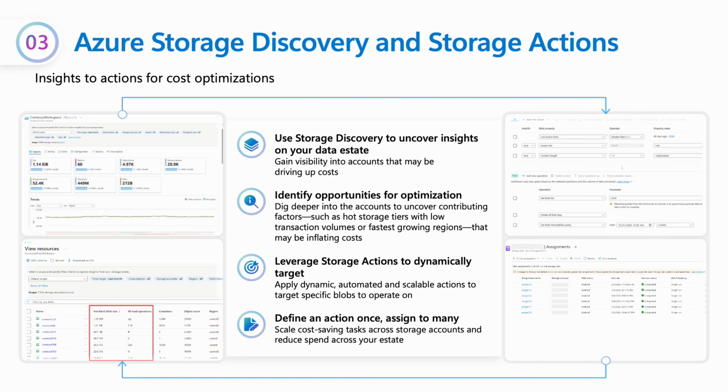Insights provided to you are based on a range of metrics, including storage capacity, data activity like transactions, ingress or egress, aggregated transaction errors, and other configuration pertaining to your storage account. After identifying optimization opportunities, you can now use Azure Storage Actions to automate dynamic cost optimization to target specific blobs or across storage accounts. Now let's look at a demo of Azure Storage Discovery.